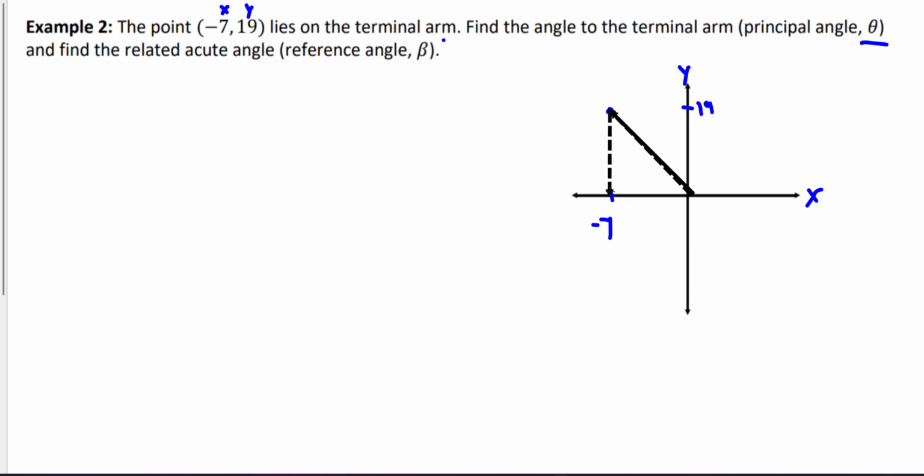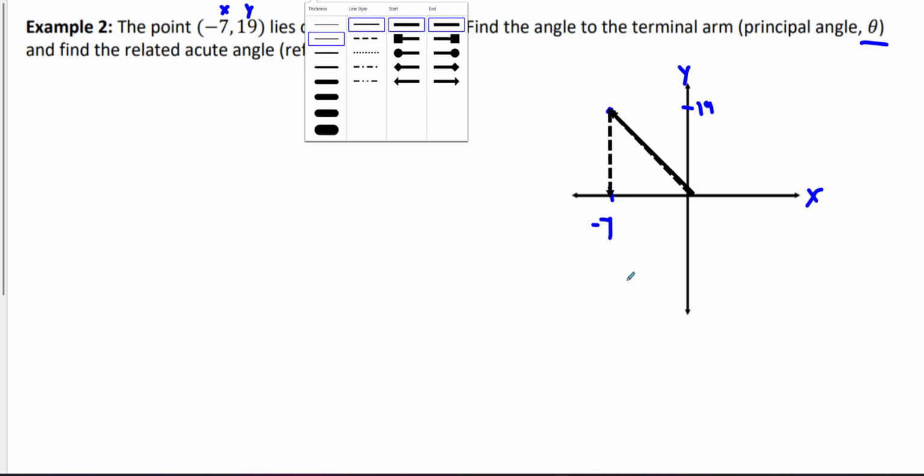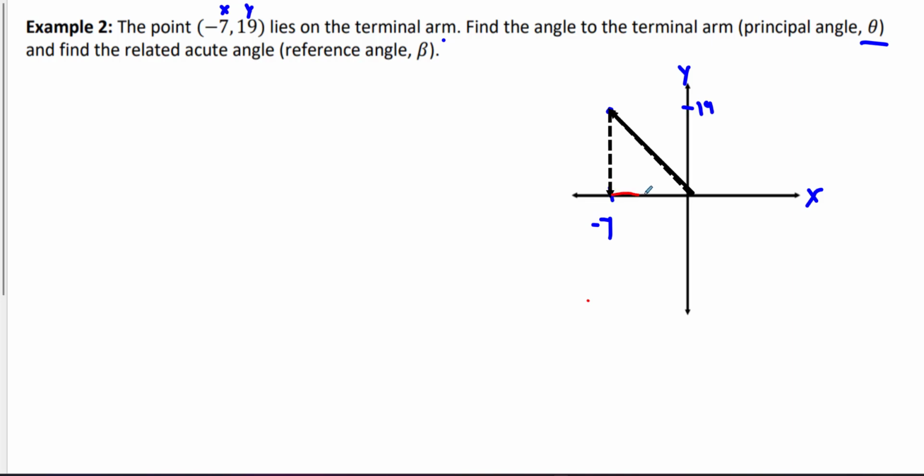We always draw our triangle to the x-axis. Now let's label our dimensions for this triangle. We know that the distance from here to here is 7. How do I know that? Well, I know that the origin is 0, and I know that this is -7. So if I have to go from here to here, the length is 7. I know the height is 19 because from here is 0 and up top is 19. So I know the height of this triangle is 19, the base is 7.